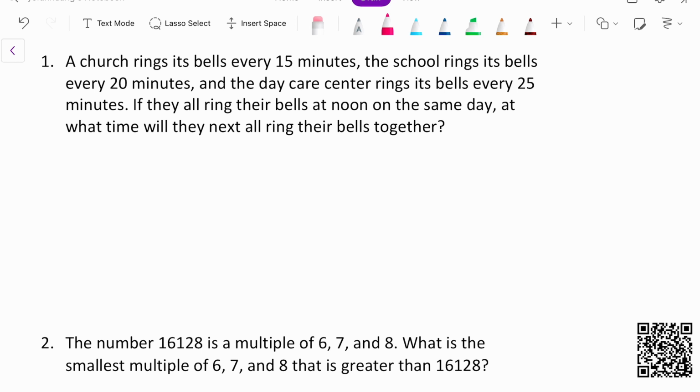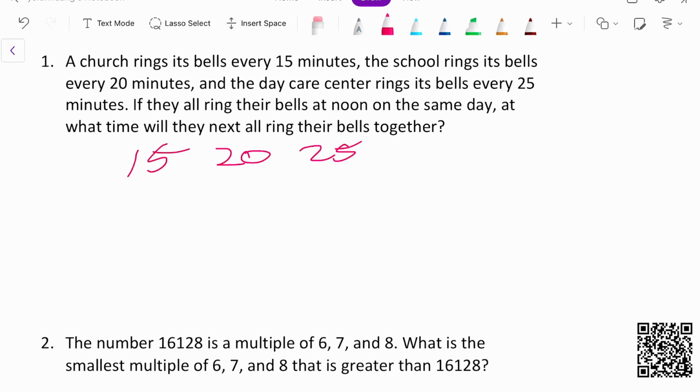So this problem sounds a little bit complicated, but in reality, you just need to find the least common multiple. And then since it's going to be in minutes, you're going to have to convert it to hours and then add it over the noon, basically. So to find the least common multiple, you have to prime factorize all the numbers.